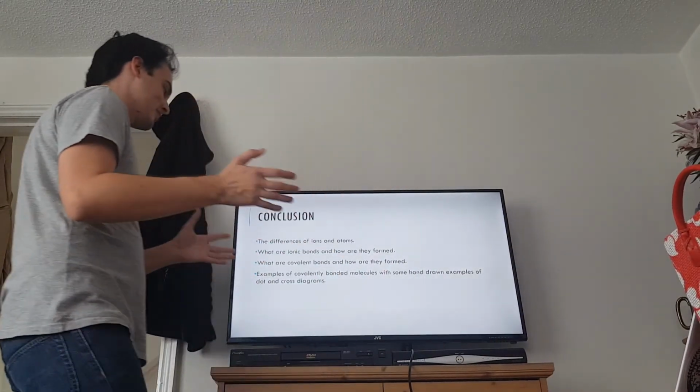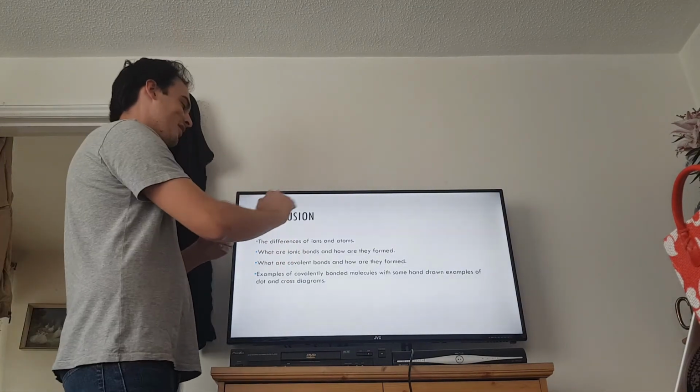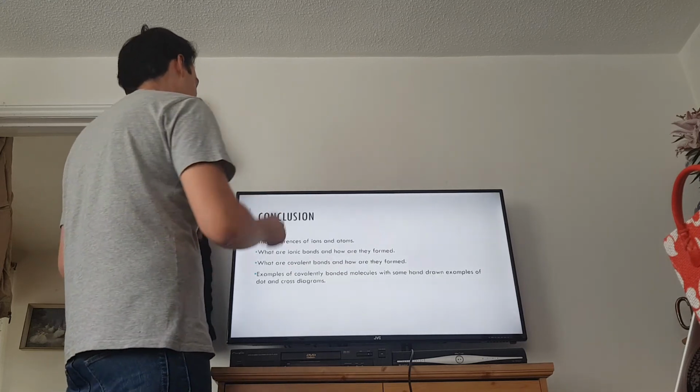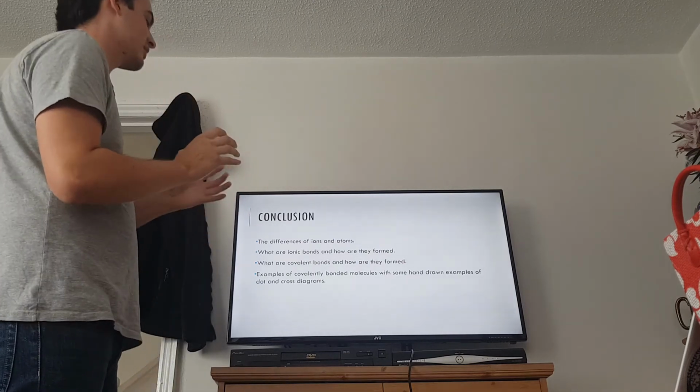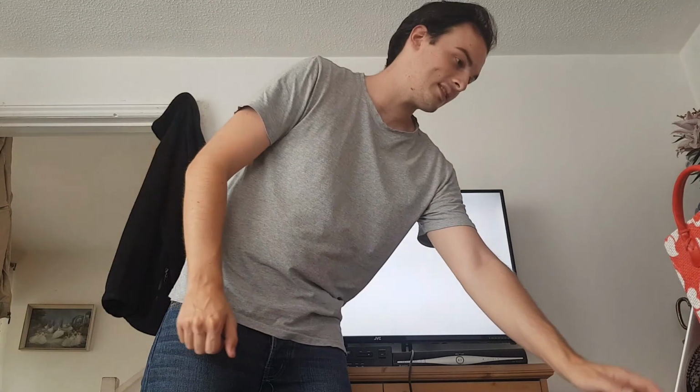In conclusion, I hope, other than the stuttering, that this has summarized the differences between ions and atoms, what ionic bonds are and how they are formed. We looked at what covalent bonds are and how they're formed, and some examples of covalently bonded molecules with some of those hand-drawn dot and cross diagrams.